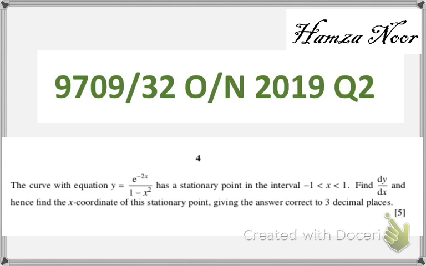You need to only find the x coordinate here, and you don't need to waste your time on finding the corresponding y coordinate. Alright, find the x coordinate of this stationary point, giving the answer correct to 3 decimal places. Always remember to give your final answer according to the requirement specified in the question, and you need to correctly round off your answer correct to 3 decimal places. Okay, so let's start.